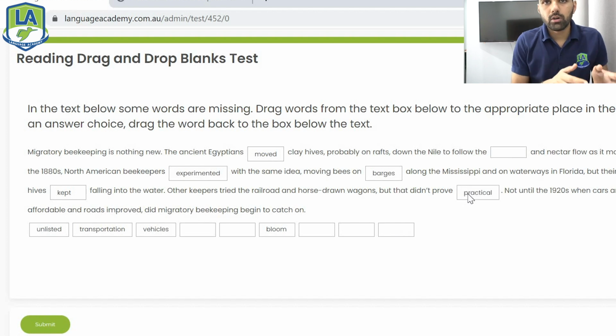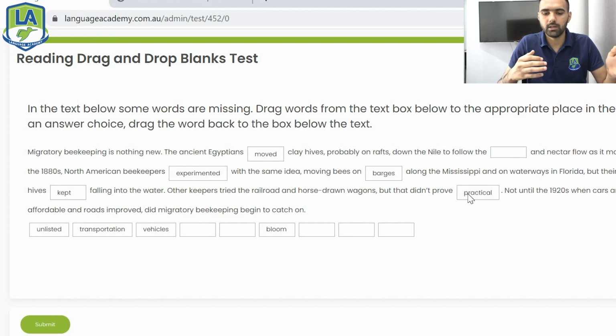Let's say you were using a boat in the water to go from one place to another. I started using a railroad, but it didn't work out. So that's why I've used the word "it didn't prove practical." Now we are left with one blank here.